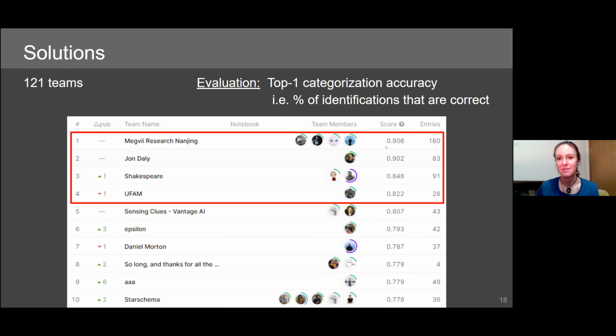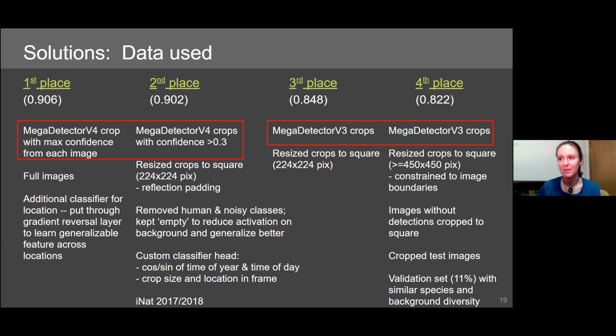The top 2 teams are only different by 0.4% of correct identifications, but they had some differences in their approaches. And then there's a pretty big gap between them and the 3rd and 4th place teams. So for the next part of the talk, I'm going to take those 4 teams' approaches and organize them so that we can compare them. There are 4 columns from 1st place, 2nd place, 3rd place to 4th place, from right to left. And then I divided it up into stages of the modeling approach so that we can compare the approaches that they used.